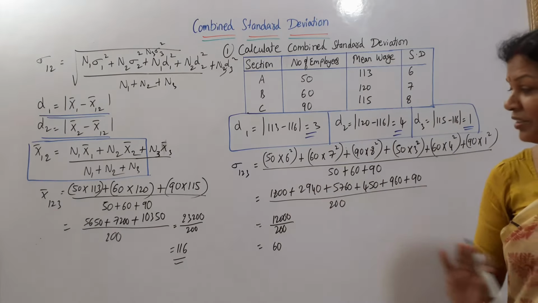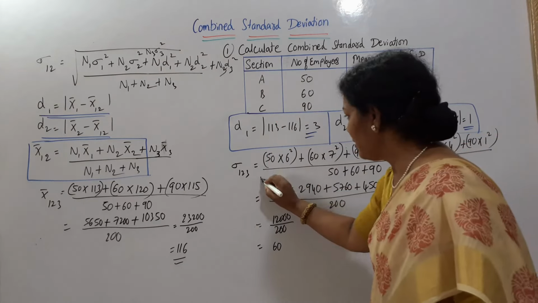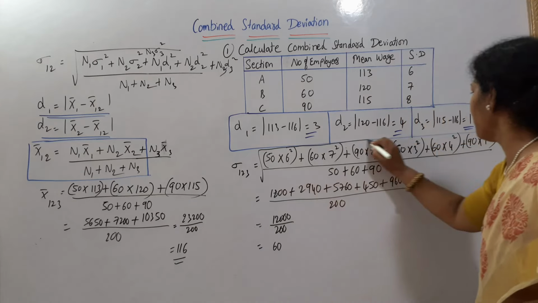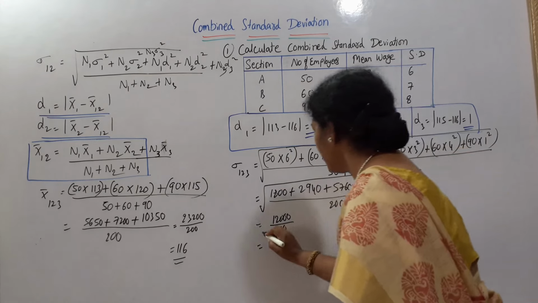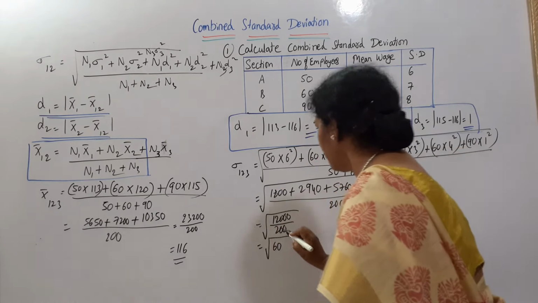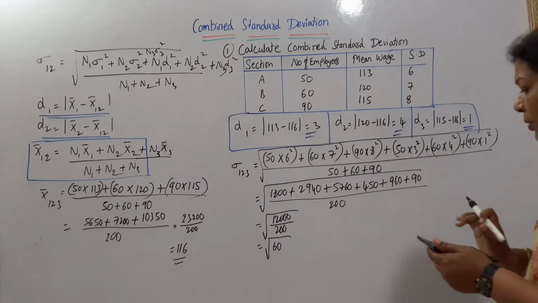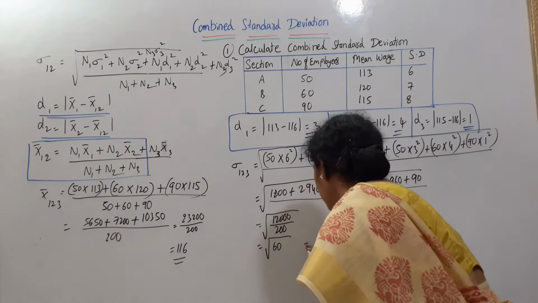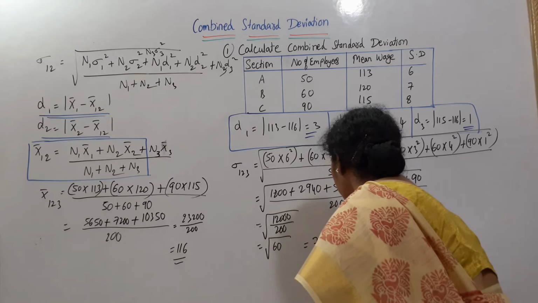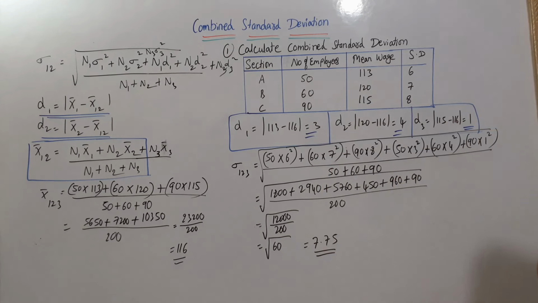By the way, important thing, we did not write the root. If you see the formula, there is a root over all these things. Now here also root of 60. Now 60 root if we remove, it's getting 7.74, means 7.75 we can write. So the answer is 7.75. This is combined standard deviation. Want to take screenshot? Yes, you can.